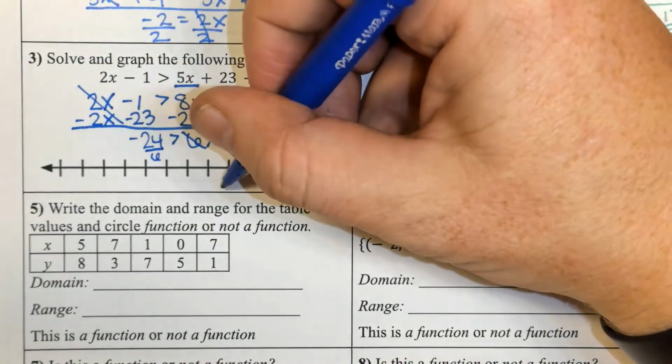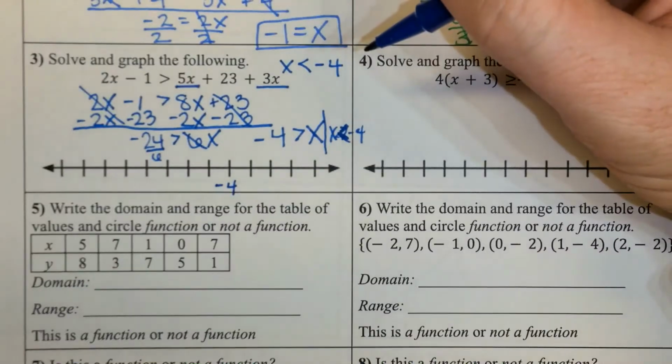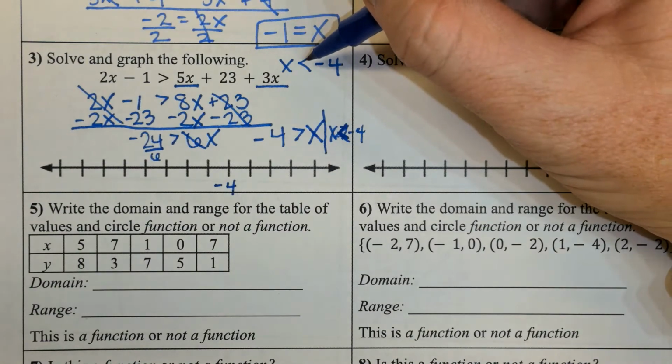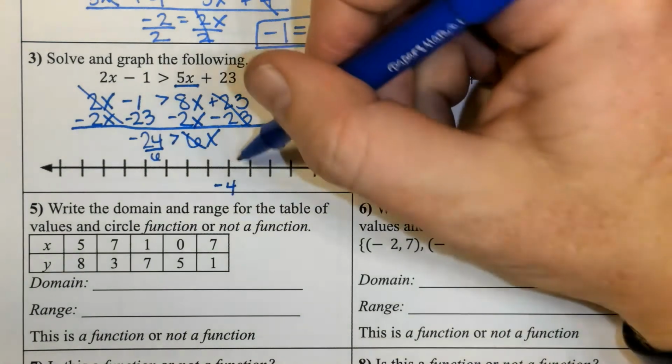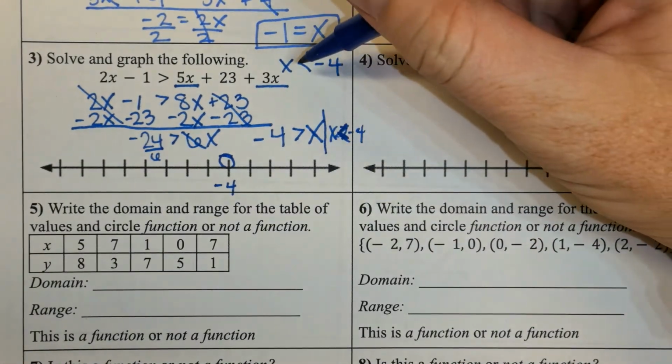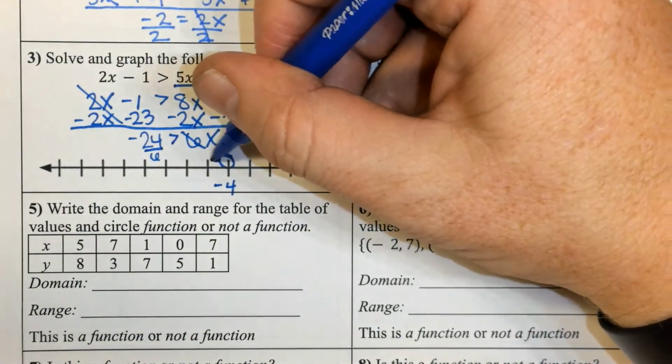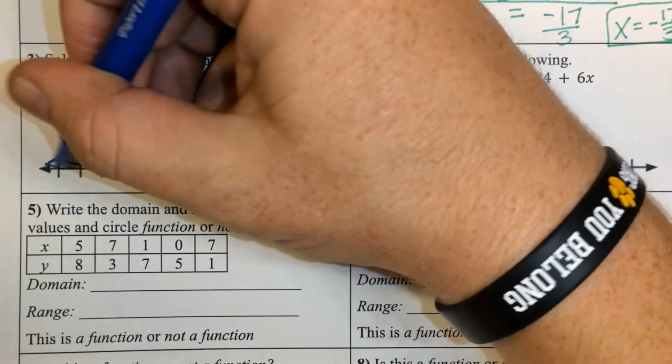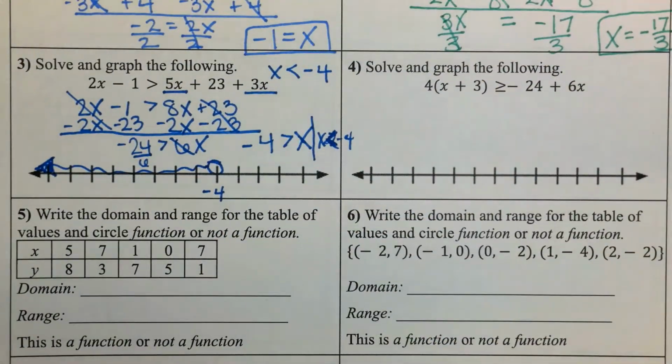So I'm going to put -4 on my graph. Because my inequality is not underlined, I'm going to have an open circle. And because x is less than, it goes left. Just like that. And now I'm done with 3.